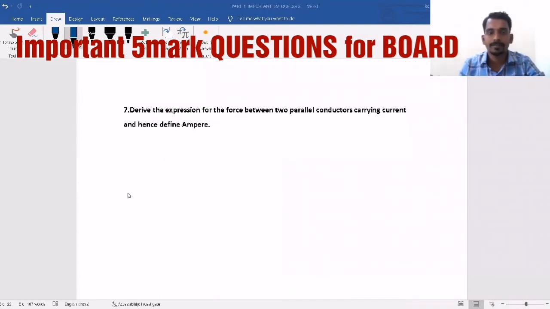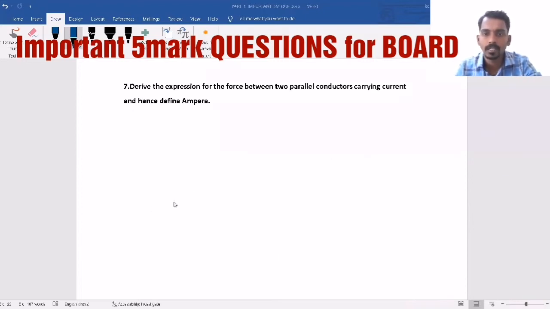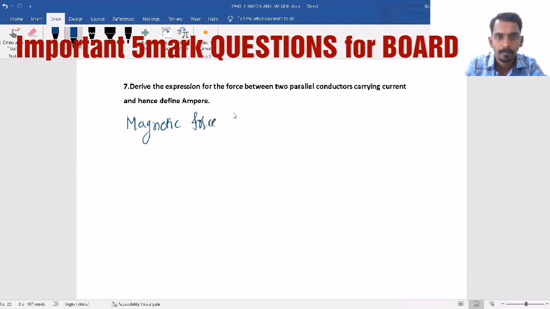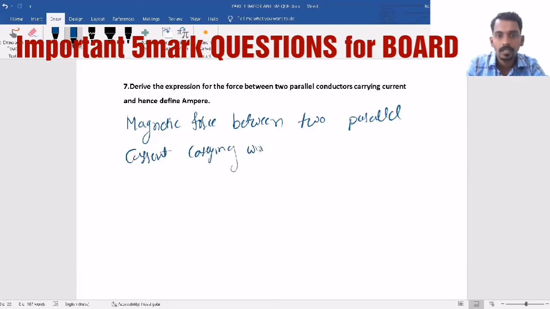Now the next question: derive the expression for the force between two parallel conductors carrying current and hence define ampere. See, here the magnetic force between two parallel current carrying wires of infinite length.